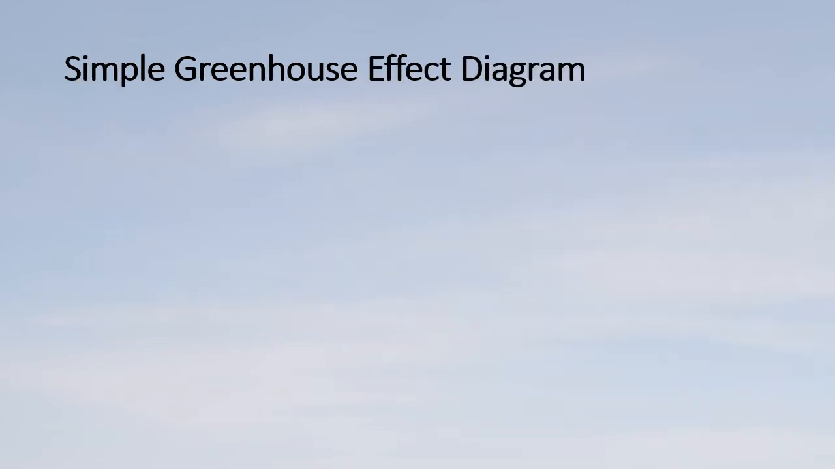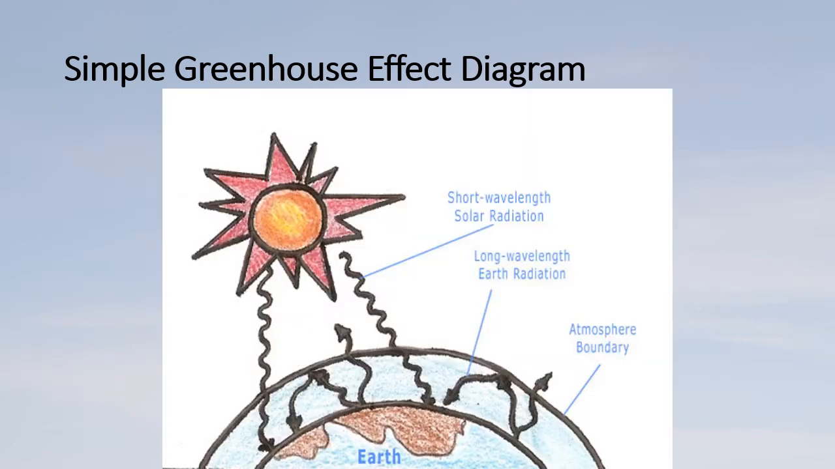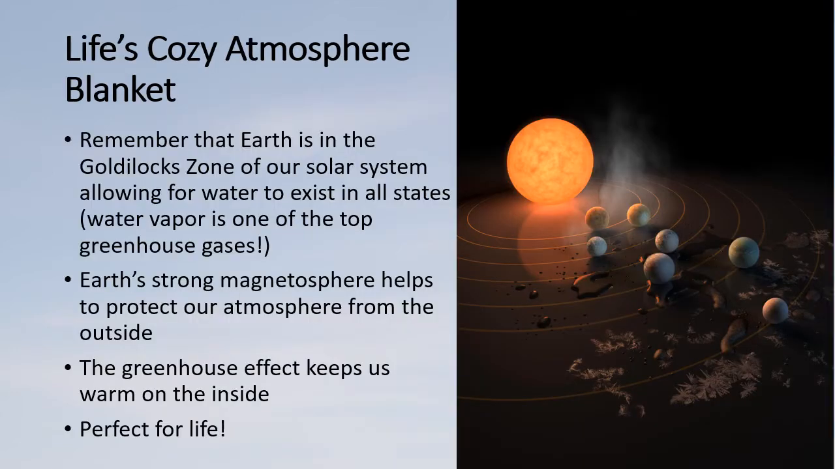So part of your notes is to draw a simple greenhouse effect diagram. This is what you can do. In your notes, you're going to draw the sun, and you're going to draw a wavy line, but make sure that the wavelength is short. In other words, your little curves are very close together. They come through the atmosphere of the Earth. Then the Earth's surface gets heated up, and they're going to give off long wavelengths. So in other words, our curves are very spread out. And some of them are going to bounce back inside of our atmosphere. So this is life's cozy atmosphere blanket.